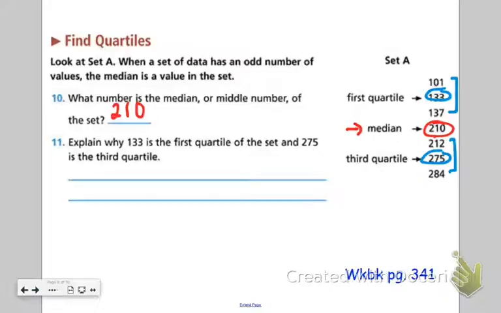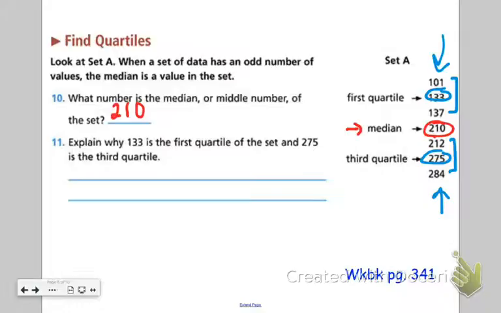Notice that the 210, the median of set A, is not included in the lower half, nor is it included in the upper half. The median separates the data. It does not get included in either of the upper or lower halves. Remember, each half of the data needs to be equal. So we have three numbers in the lower half, we have three numbers in the upper half. And so that's what makes it work.